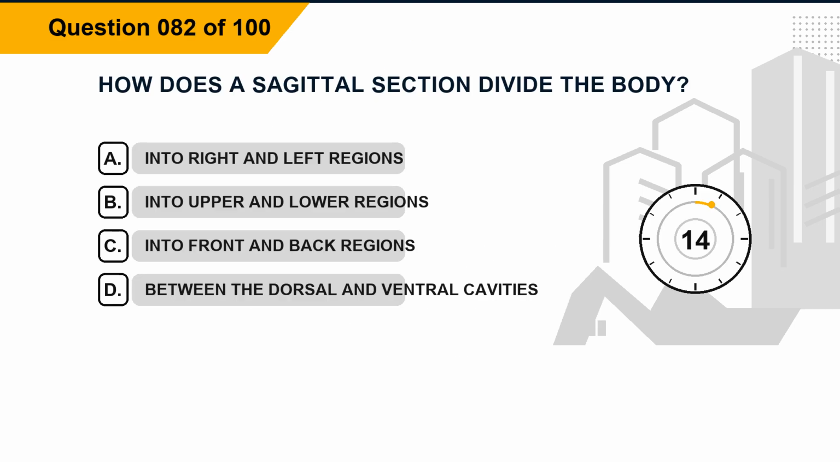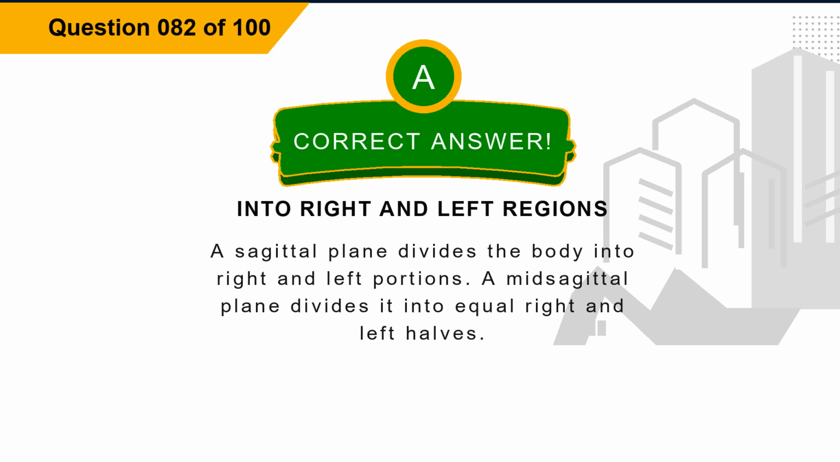Question 82. How does a sagittal section divide the body? Option A, into right and left regions. Option B, into upper and lower regions. Option C, into front and back regions. Option D, between the dorsal and ventral cavities. The correct answer is option A, into right and left regions. Explanation. A sagittal plane divides the body into right and left portions. A mid-sagittal plane divides it into equal right and left halves.